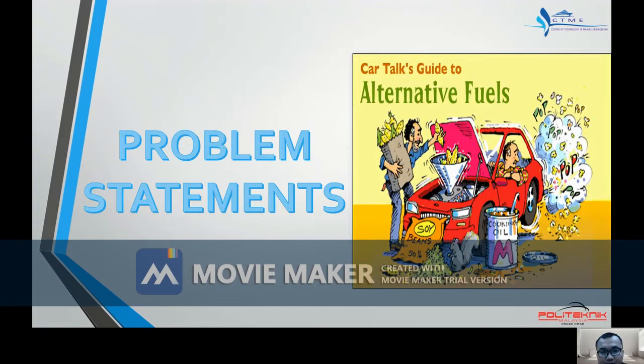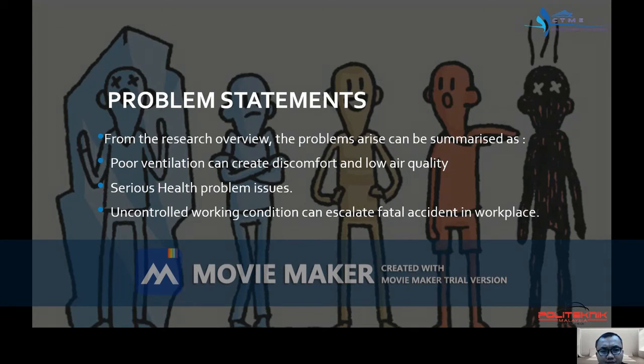The problem statements. From the research review, we can summarize that the problem statements for these studies are: poor ventilation can create discomfort and low air quality. It also can create serious health problems. And uncontrolled working conditions can escalate fatal accidents in the workplace.